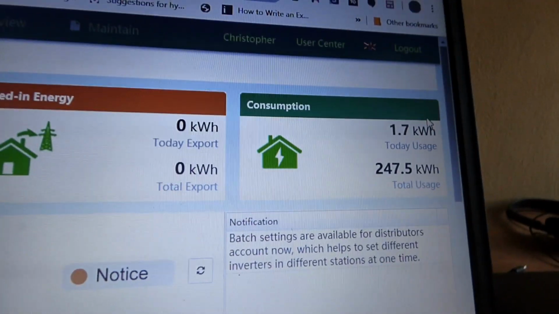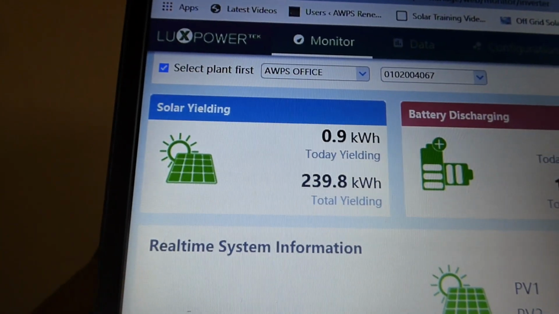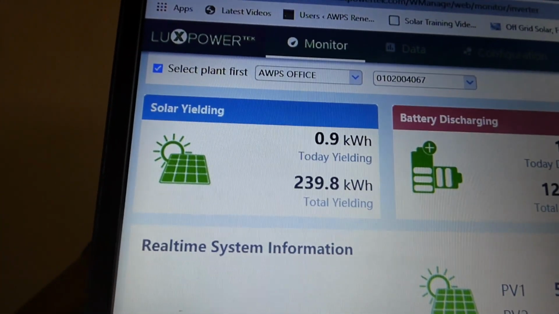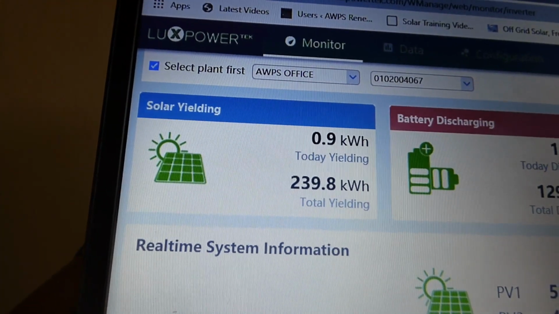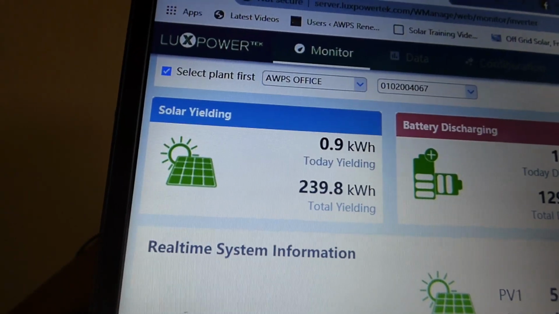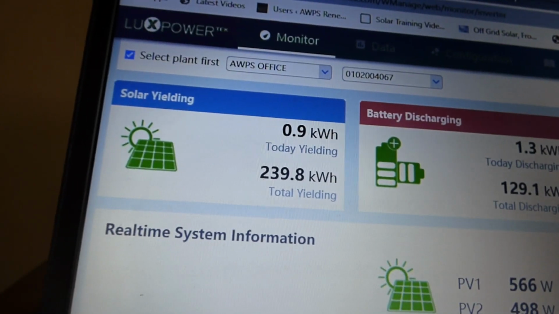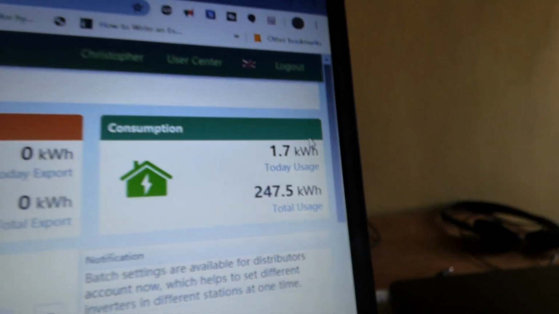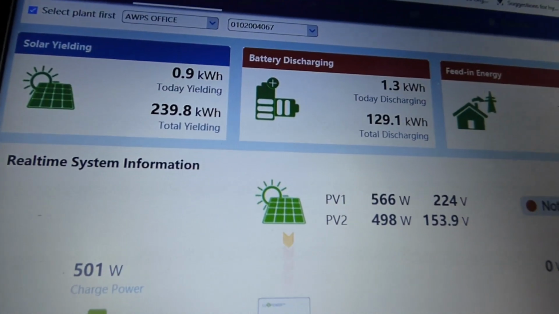Now you notice that our consumption number is much higher than our solar yield, our generation. The reason is that when we initially installed this inverter, we did not install the solar component. We were running separate charge controllers, and we were charging using charge controllers instead of running it through the inverter. Now we're running it through the inverter. So that's the reason why you have a lower generation number than the consumption number. But those numbers are getting closer, so pretty soon you'll catch up.